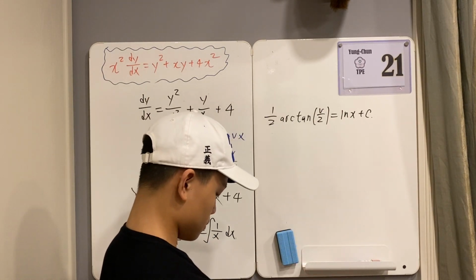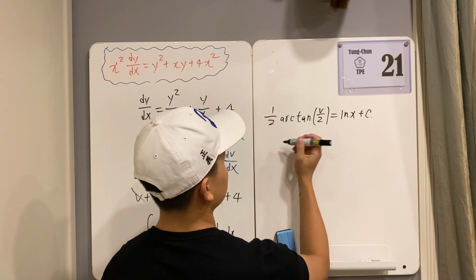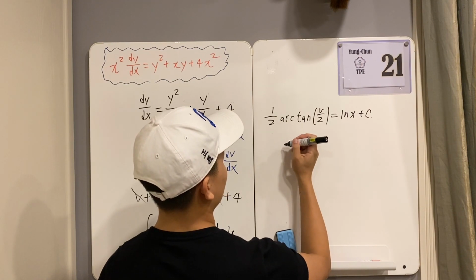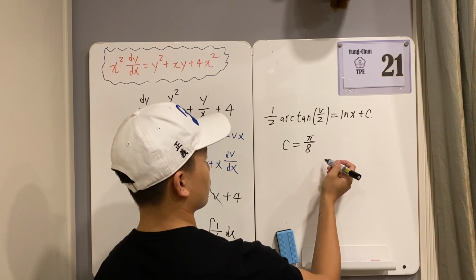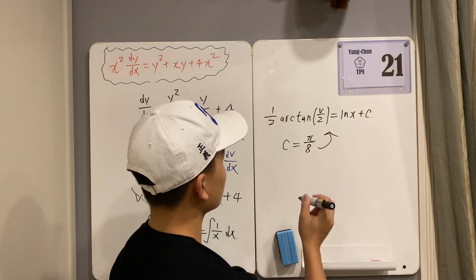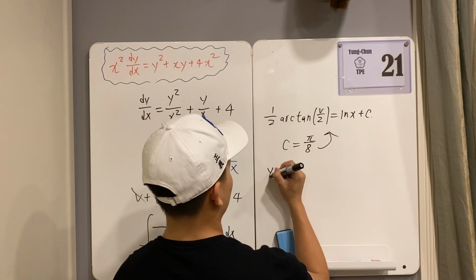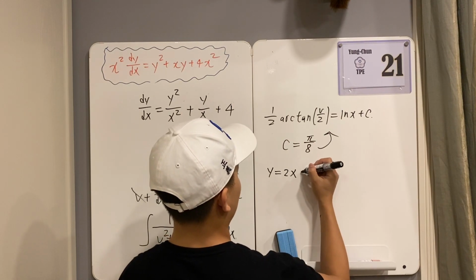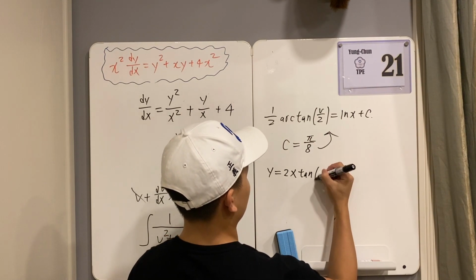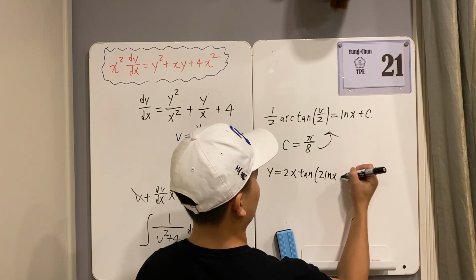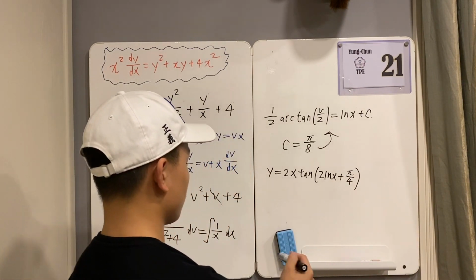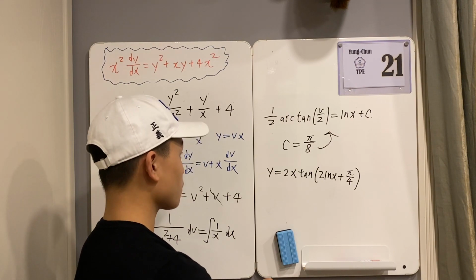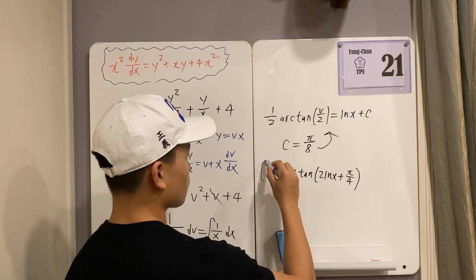With this information, we can plug them into the equation and obtain that the constant c is equal to pi divided by 8. Now we're going to do some simple algebra and substitute v equals y divided by x back into the equation. So we obtain the final equation as y equals 2x tangent of 2 ln x plus pi divided by 4. This is our final solution.